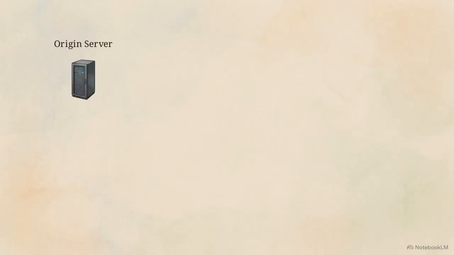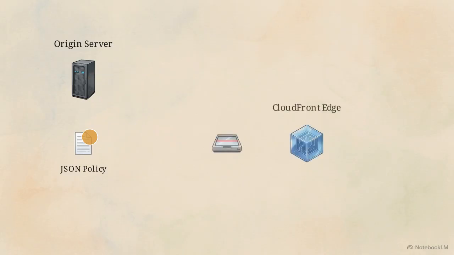The backend server creates a JSON policy containing restrictions like an expiration timestamp and an allowed IP. It then signs that policy using an RSA private key. CloudFront holds the corresponding public key, allowing it to validate the signature locally.